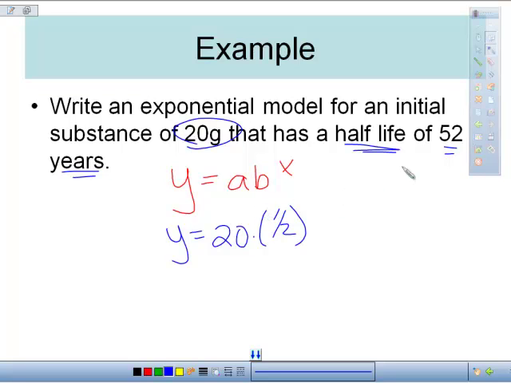So if we were looking at a table of values like we did before, our x value would go up by 52 each time. So our exponent needs to reflect that as well. So our exponent is going to be x divided by 52. And this would be our equation.